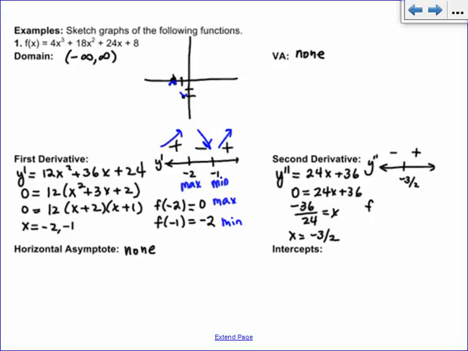Okay, so we need to find what f of -3/2 is. So if you go back to the original and you plug in -3/2, I already did this in the other classes, so I won't waste time doing it, you get -1. All right, so that point of inflection is directly in between those two values, which doesn't always happen.